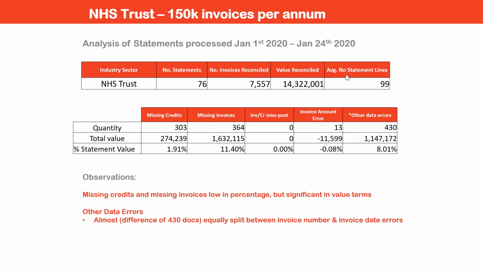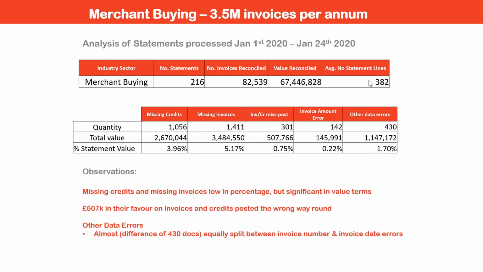I think this is a pretty good one. So this is a buying organisation. They do about 3.5 million invoices per year, and you can see this one, they've got a high volume of statement lines on average. I've got 382 lines per statement, and they've processed 216 statements in the first 3 weeks of Jan.